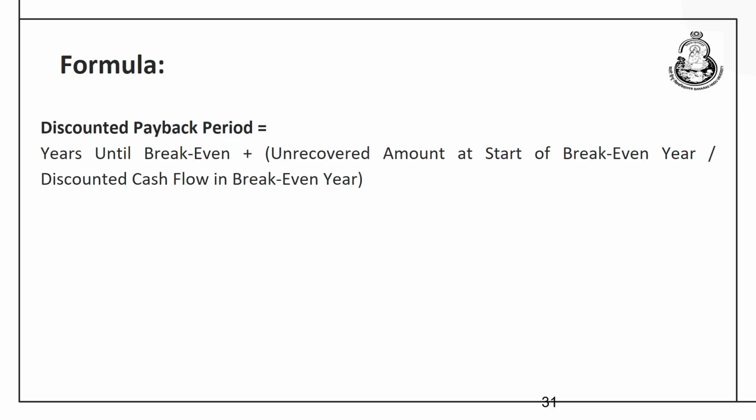I hope the process of first discounting the cash flow to its present value and then preparing the discounted cumulative cash flow table was very easy and you have understood the process, and then finding the exact number of days, months and years to recover the initial investment outlay. This is the formula: years until break even plus the unrecovered amount at the start of the break even year divided by the discounted cash flow in the break even year. This is how we can calculate the exact number of years, months and days to find the payback period.